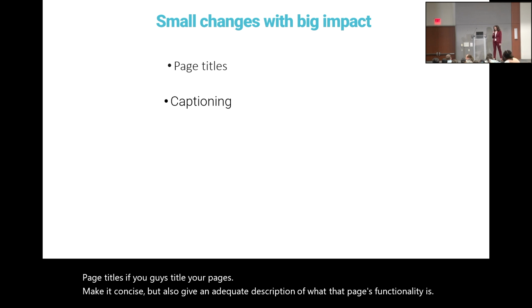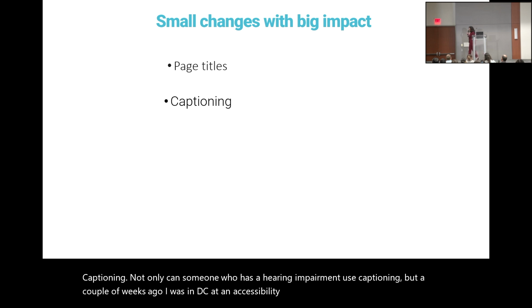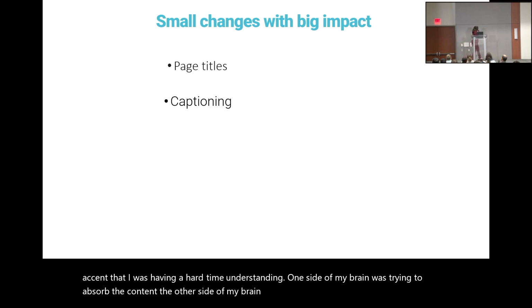Captioning. Not only can someone who has a hearing impairment use captioning, but a couple of weeks ago, I was in DC at an accessibility conference. The speaker had a very thick accent that I was having a hard time understanding. One side of my brain was trying to absorb the content. The other side of my brain was trying to discern what he was saying.